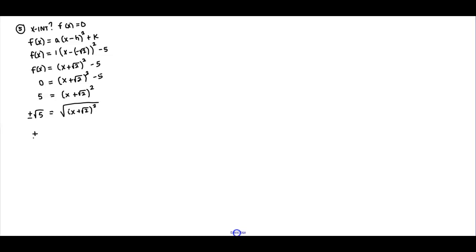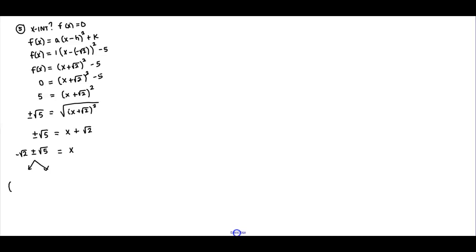So we have plus or minus the square root of 5, which is equal to x plus the square root of 2. And now if we solve for x, we have to subtract the square root of 2 from both sides. So we have negative square root of 2 plus or minus the square root of 5. So that means we have two x-intercepts.